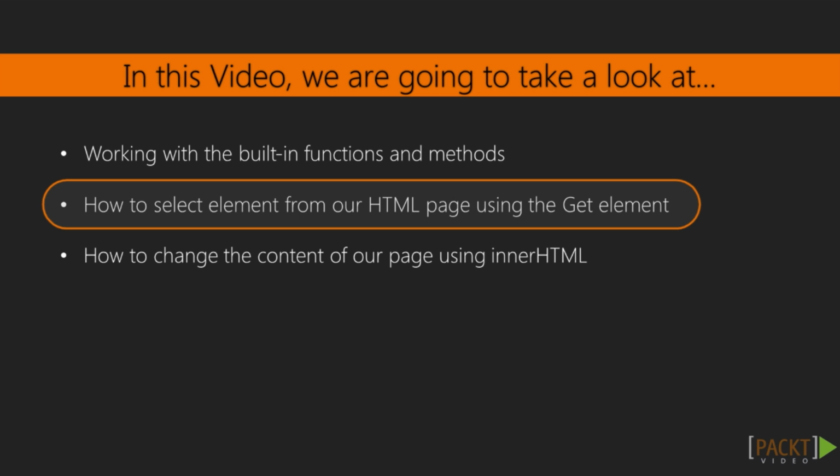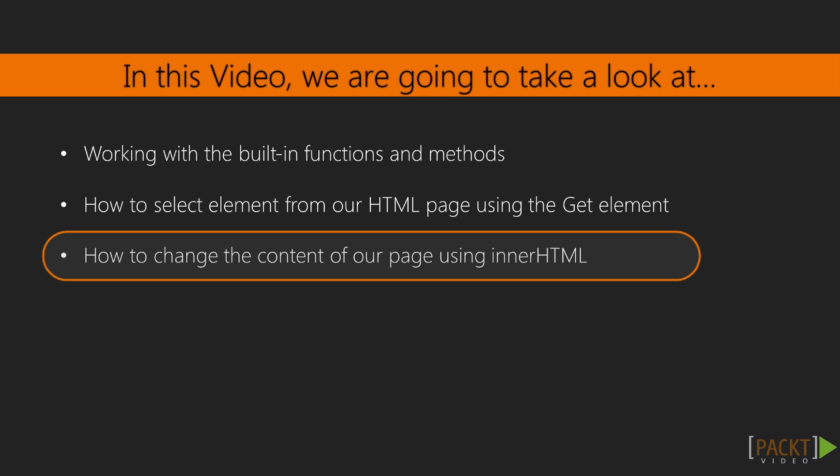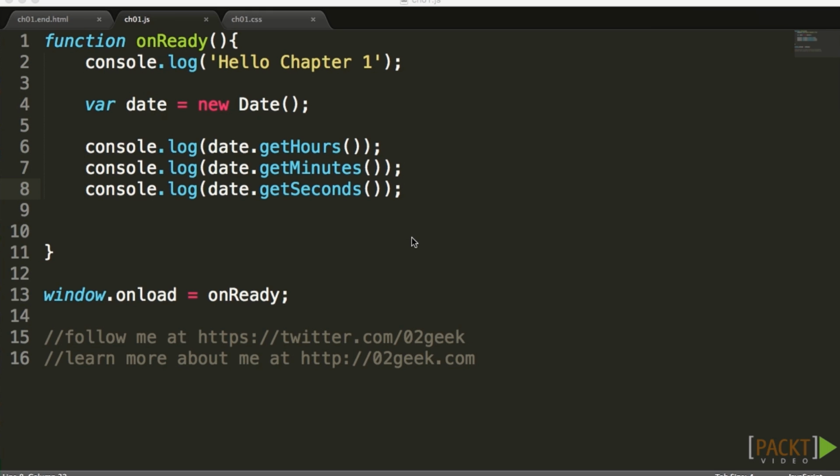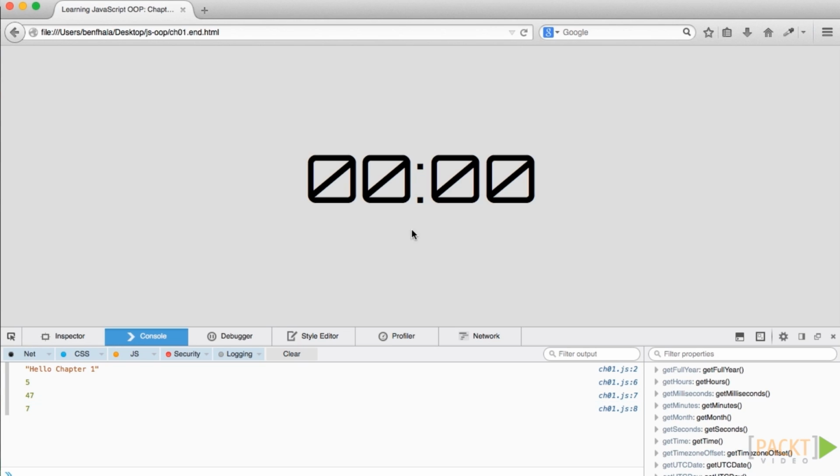In this lesson, we're going to dedicate a bit of time to talk about that as we look into how to select elements from our HTML page using the getElementById, and also how to change the content of our HTML page using the innerHTML. It's time for us to actually change our input because we want to set our actual time in the time area that we allocated.